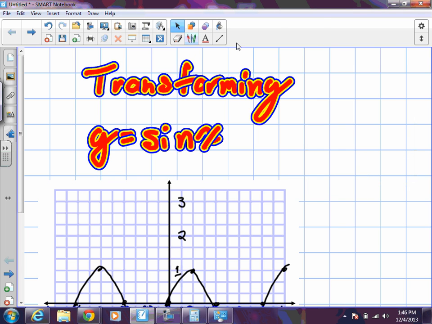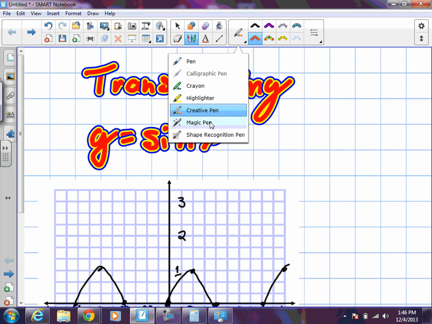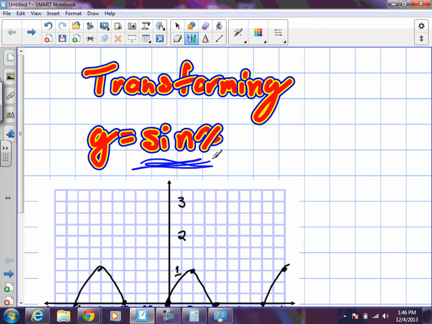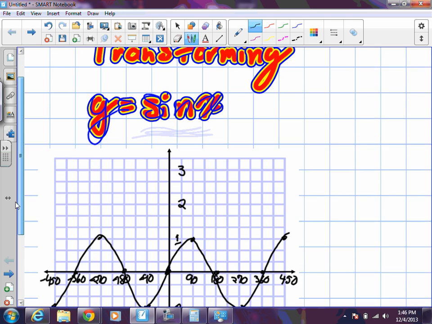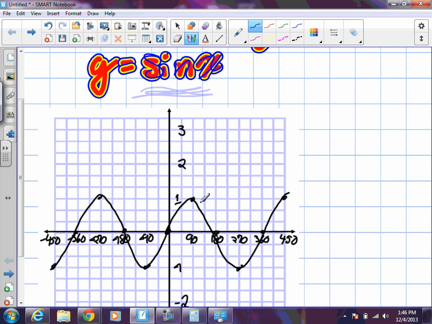Okay, we're going to go over transforming sinusoidal functions, and specifically, we're looking at this relationship, y is equal to sine x. And what we have down here is similar to what's on your quiz. This is a few periods of the function y equals sine x. Okay. Now, what we're going to do is go over transforming this, and I want to relate this to quadratics because we've actually transformed quadratics before.